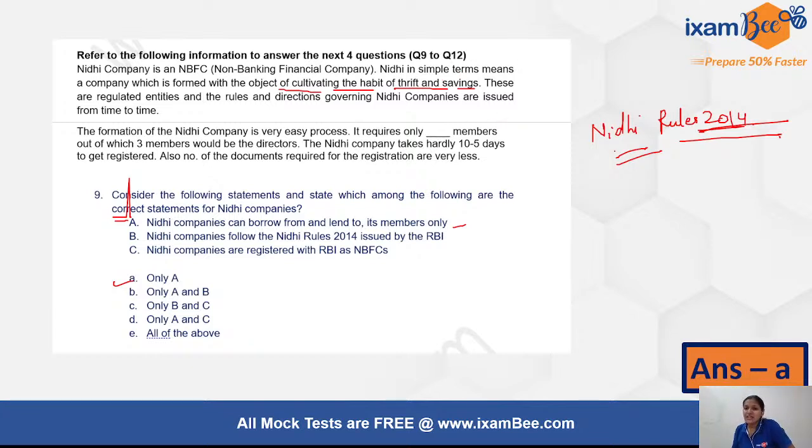Second statement, I was telling you Nidhi rules 2014 govern them. So then why is this incorrect? This is correct. However, these rules are not given by RBI. These are given by the central government, the Ministry of Corporate Affairs. So Nidhi companies per se fall under the domain of the Ministry of Corporate Affairs. RBI may give certain guidelines, because at the end of the day there's some aspect of lending and borrowing happening here, and they are actually an NBFC, and overall mostly the gamut of NBFCs falls under the RBI. However, as I stated, this is not there.